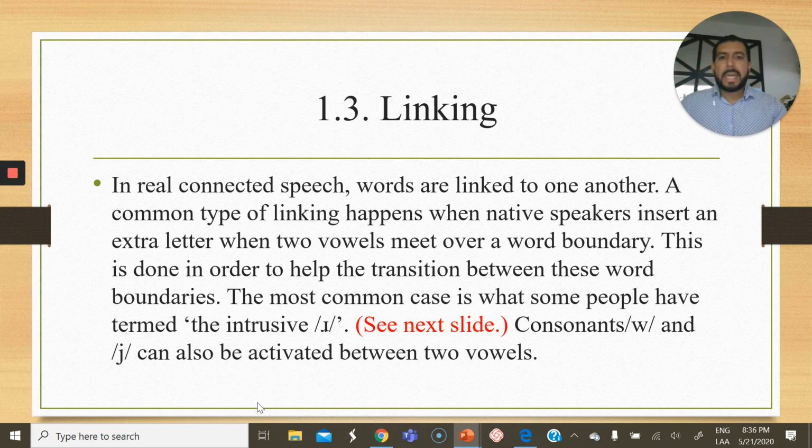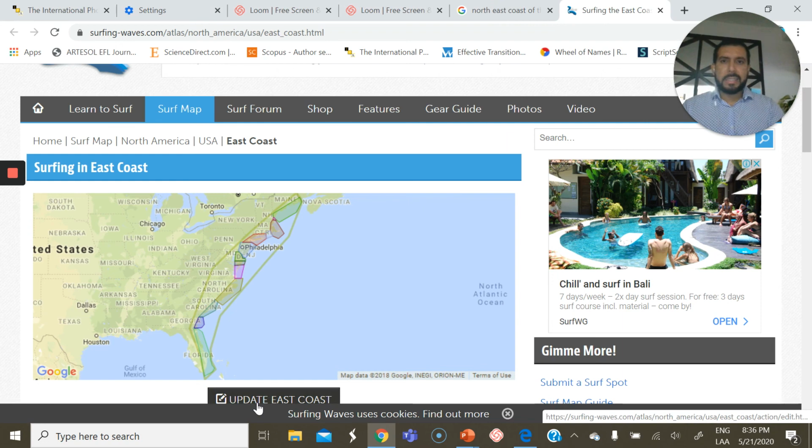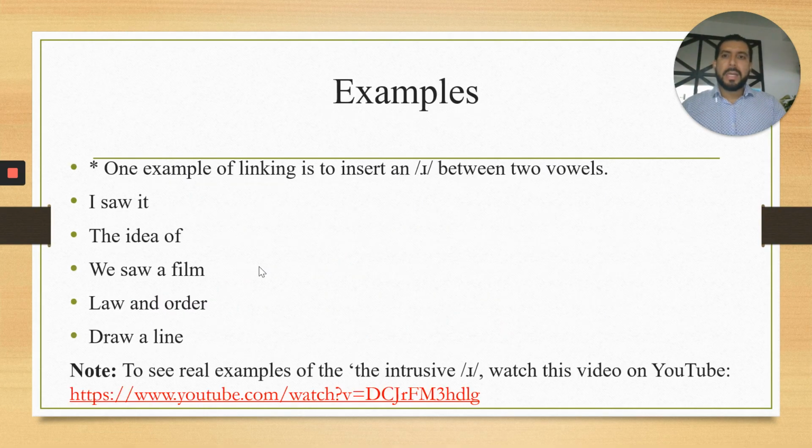But there is a very interesting case of linking that I want to talk about, and it's called the intrusive R, which is becoming more and more popular, especially in the northern side of the east coast of the United States, and also in some variations of British English. I'm going to show you where that northern area of the United States is. It's this part of the U.S., which includes Philadelphia, Boston, New York, probably Maryland, and so on. So this part of the U.S. is quite famous actually for having speakers that tend to do intrusive R.